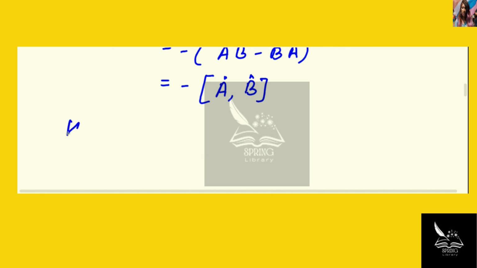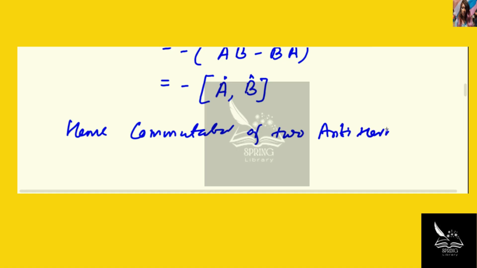Hence the commutator of two anti-Hermitian operators is also anti-Hermitian.